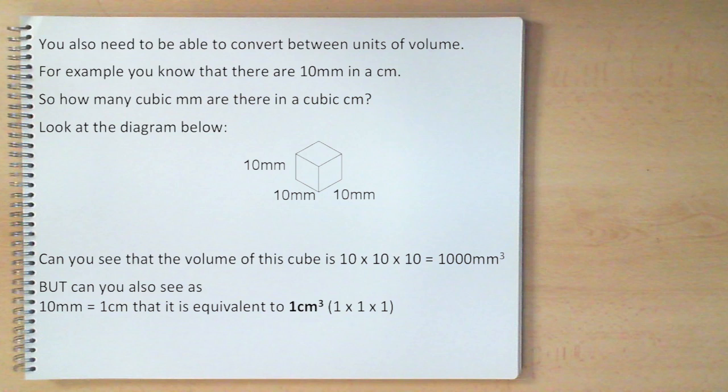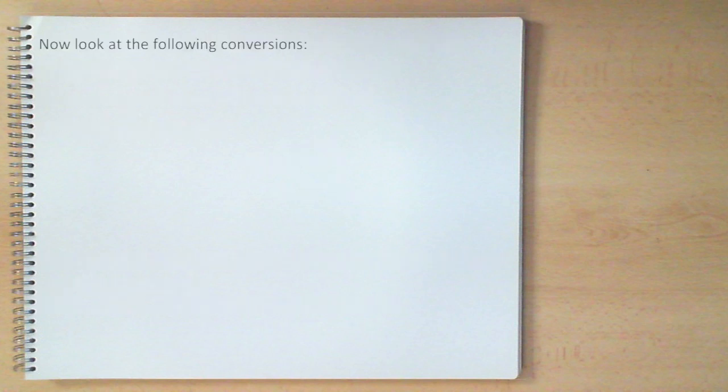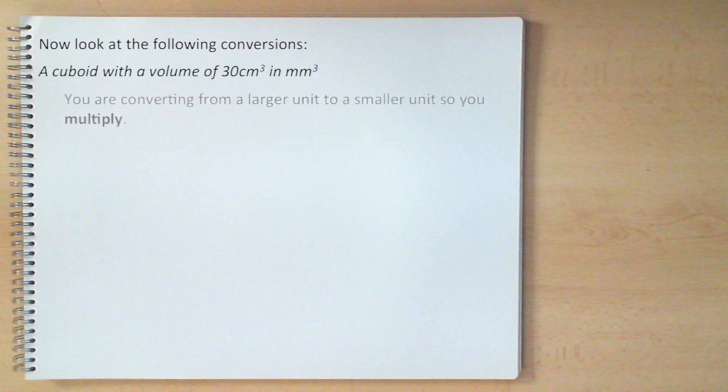So if you're given a volume in centimeters cubed and you want to convert it to millimeters cubed, you have to multiply the value you get by 1,000. Let's look at a couple of examples. First of all, let's take a cuboid with a volume of 30 centimeters cubed. We want to work out what that is in millimeters cubed. So you're converting from a larger unit to a smaller unit. So going from larger units to smaller units, you have to multiply the number.